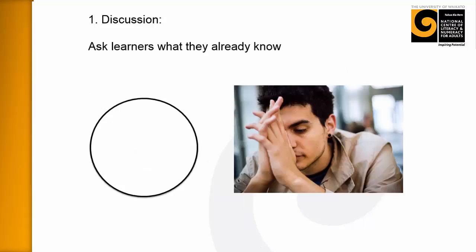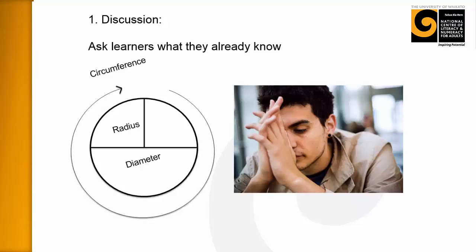Activity number 1 is simply a discussion. It's simply ask learners what they already know, and it's highly likely that your learners know the diameter, the radius, and perhaps the circumference as well. In my experience, this has been kind of the baseline knowledge of many learners, and some are not even too sure about these terms themselves. So it's just a conversation.